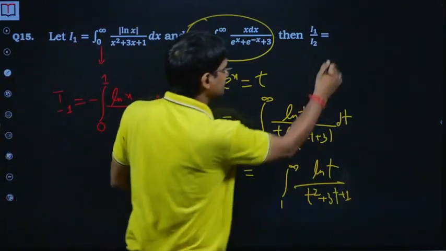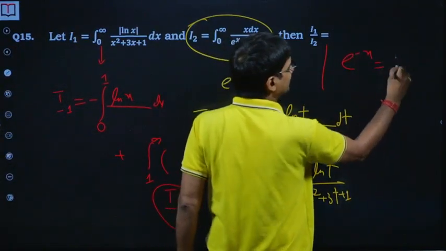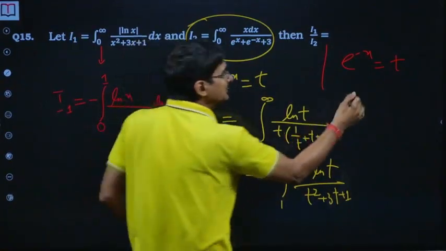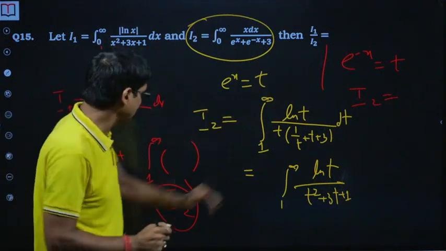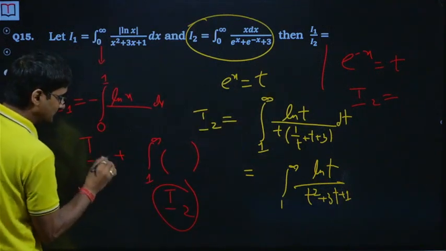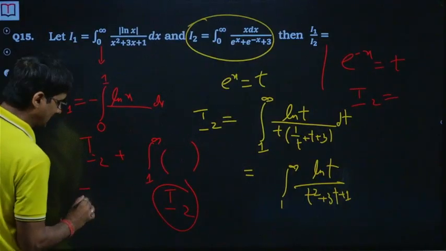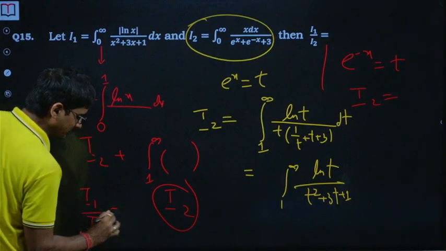So for that I will say replace e raised to power minus x by t. In the same way you will get this also as I2, but just do it. This is also I2. So I2 plus I2, so it's 2 I2. So I1 by I2, I think all of you can easily do it.